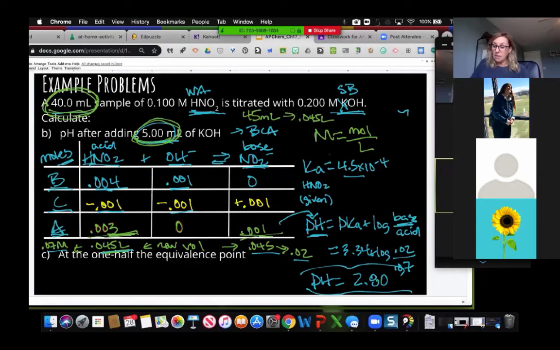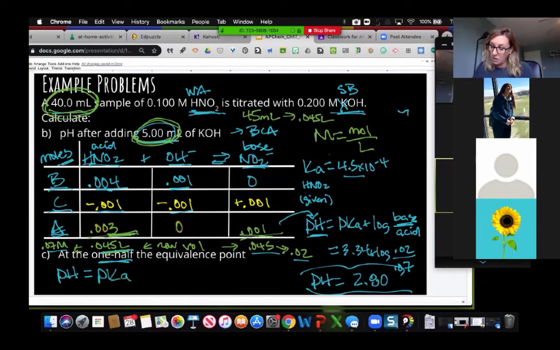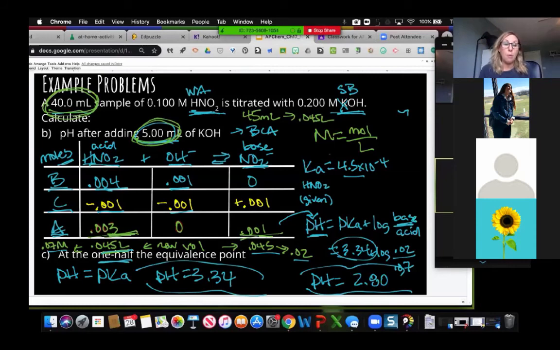The last thing you could be asked, if it's weak and strong, is at the half equivalence point, what's the pH? Like we said a minute ago, by definition, pH equals pKa. So the pH at the half equivalence point is 3.34, and that was the value that we used over there. The only calculation you would have to do for that one is just find the pKa given the Ka value, if you didn't have that already.